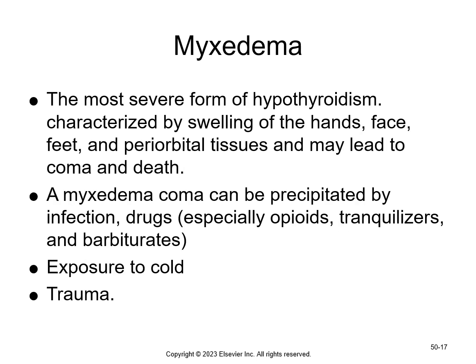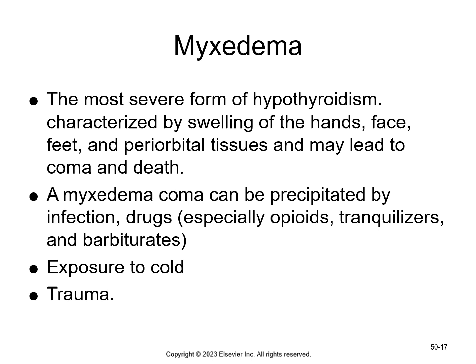Now, the next condition is myxedema. Myxedema is a severe form of hypothyroidism. It can cause something called myxedema coma. So basically, there is edema or swelling of the hands, face, feet, and periorbital tissues. And in severe cases, patients can go into a myxedema coma.